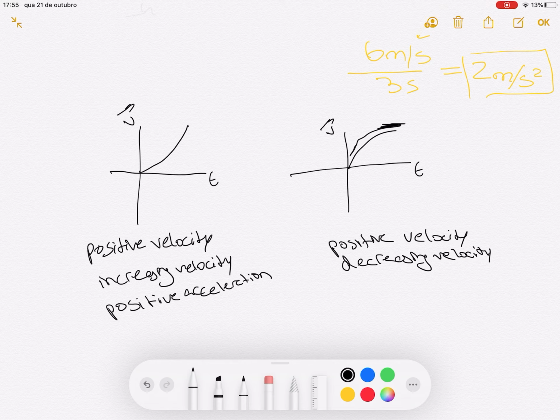What about acceleration? Well, in this case, the acceleration is negative because although velocity is positive, the velocity is decreasing, which means that it is negative acceleration.